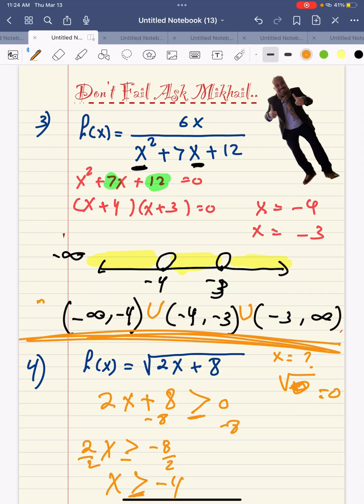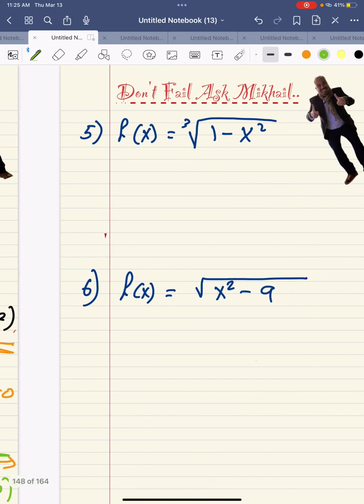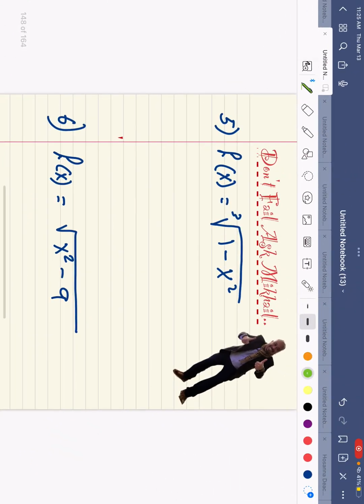So the domain will be, if I put a number line, and I have negative 4 here, equal means I shade the circle and I shade to the right, greater than. So that will be bracket negative 4 to infinity, parentheses. Now, example like this.